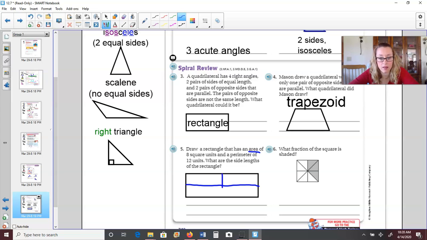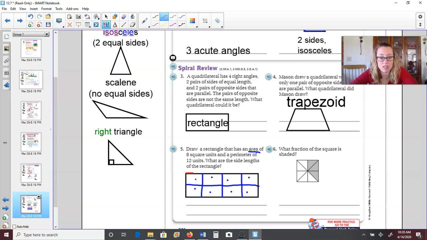And then let's split it vertically down the middle. And then each of those sides we need to split in half again. So something like this. And we're going to see if this works. So an area of 8. Do we have 8 boxes inside? 1, 2, 3, 4, 5, 6, 7, 8. Yes. And then the perimeter has to equal 12.